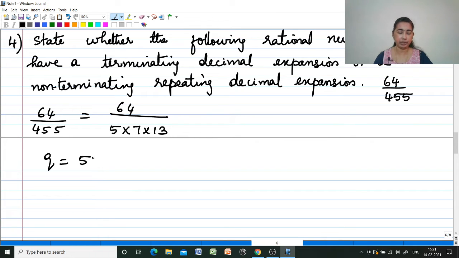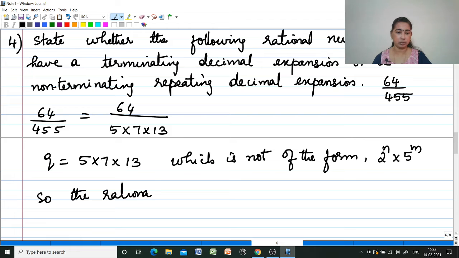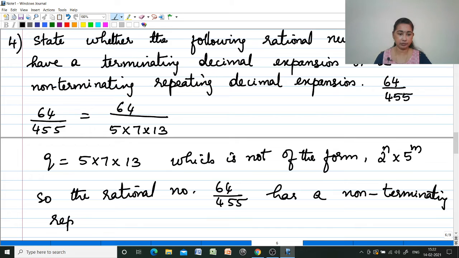Here Q is equal to 5 × 7 × 13, which is not of the form 2 raised to n × 5 raised to m. If it is terminating, then it should be in the form of 2 raised to n × 5 raised to m. Here we are not getting that form. So the rational number 64/455 has a non-terminating repeating decimal expansion.